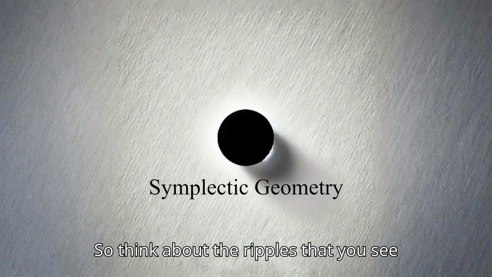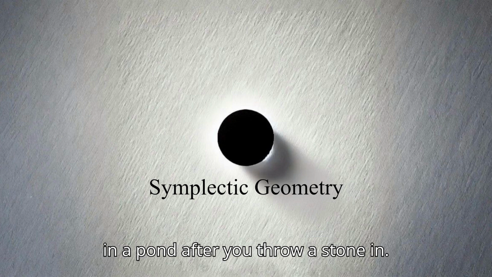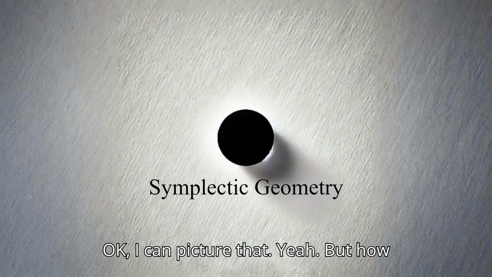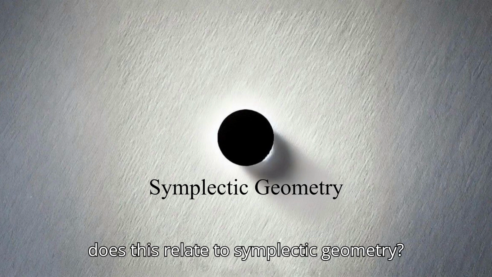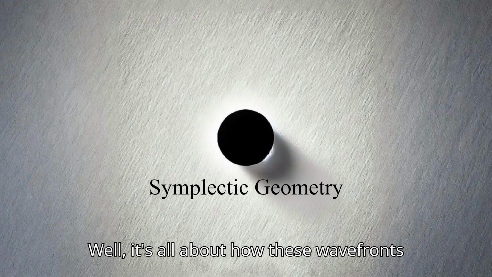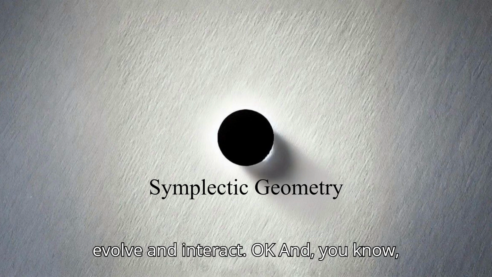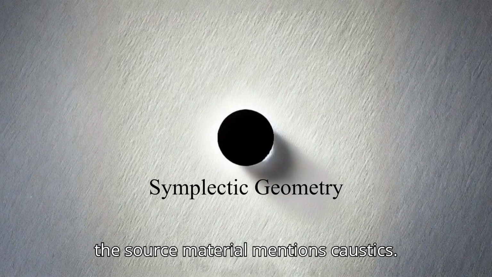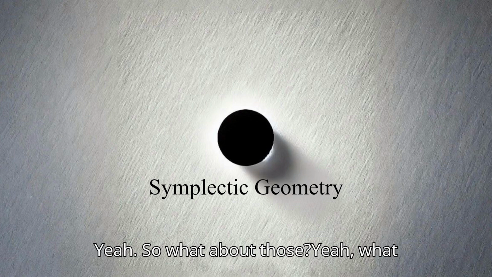So think about the ripples that you see in a pond after you throw a stone in. Okay, I can picture that. But how does this relate to symplectic geometry? Well, it's all about how these wavefronts evolve and interact. Okay. And the source material mentions caustics. Yeah. So what about those?